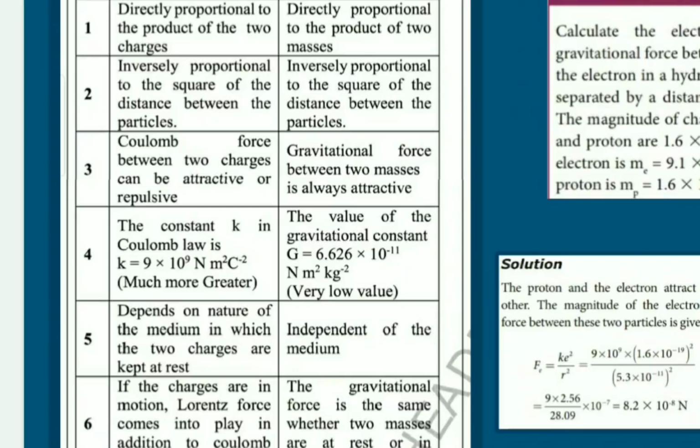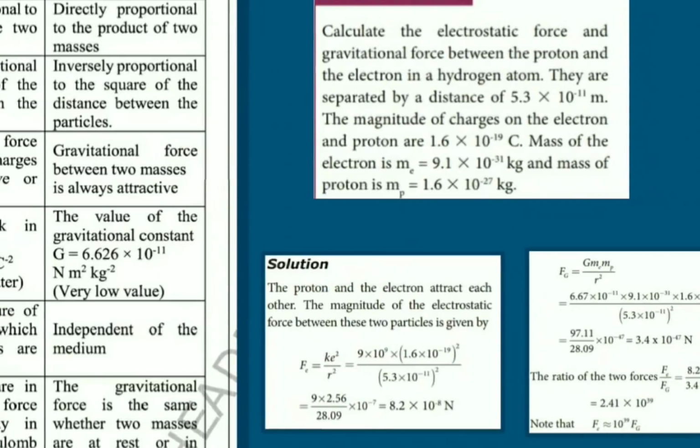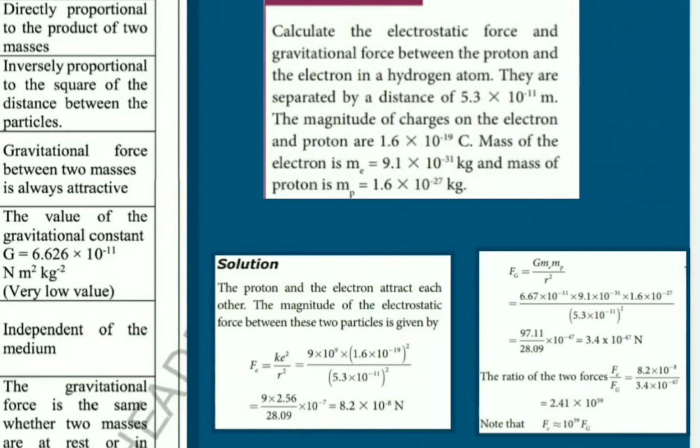So these are the 6 points. There is one similarity, and all the other 5 points explain the difference between these two forces. Okay, so now we are going to discuss that 4th point in detail. The 4th point told that Coulomb's constant is greater, and what about the gravitational constant? The gravitational constant is very much lesser, right? So after all, when you keep all the other values constant, F is proportional to K. So we know that because of that, the gravitational force is very much lesser than the electrostatic force. We are going to prove it with an example over here.